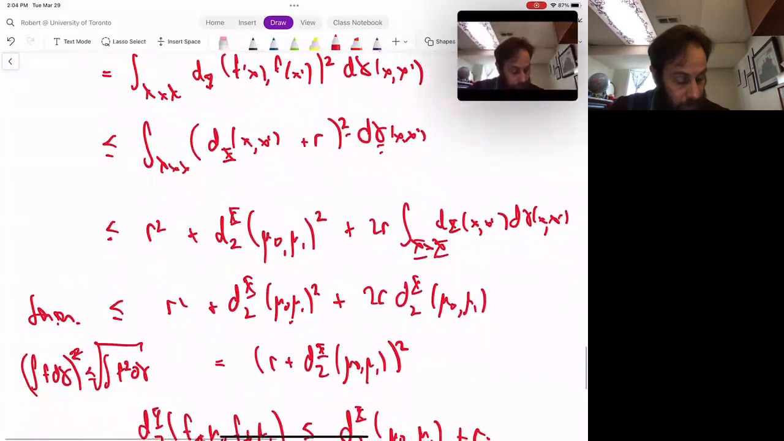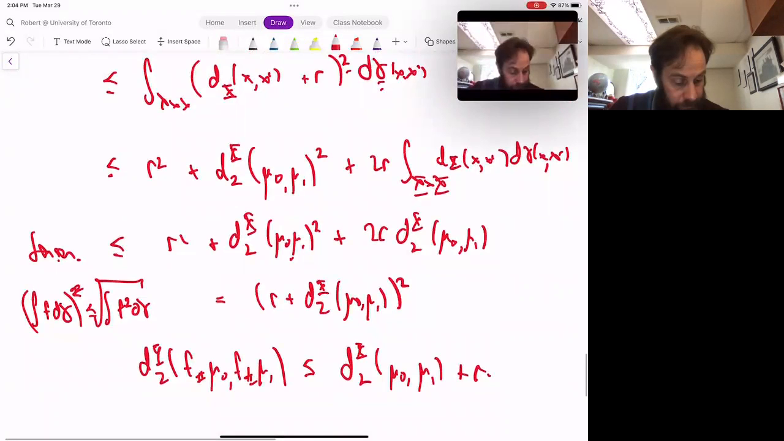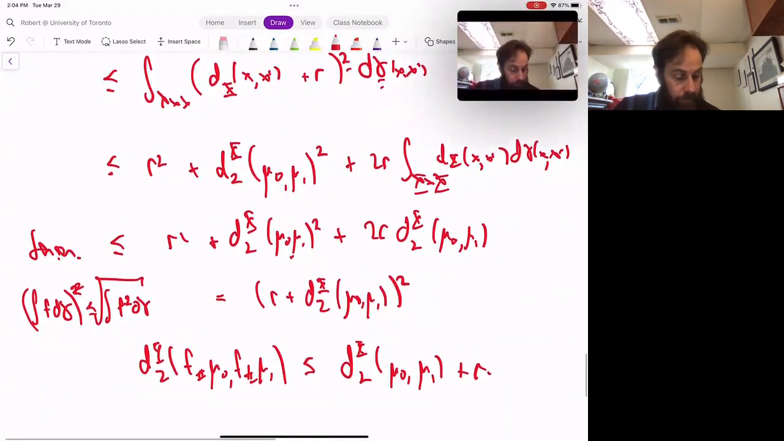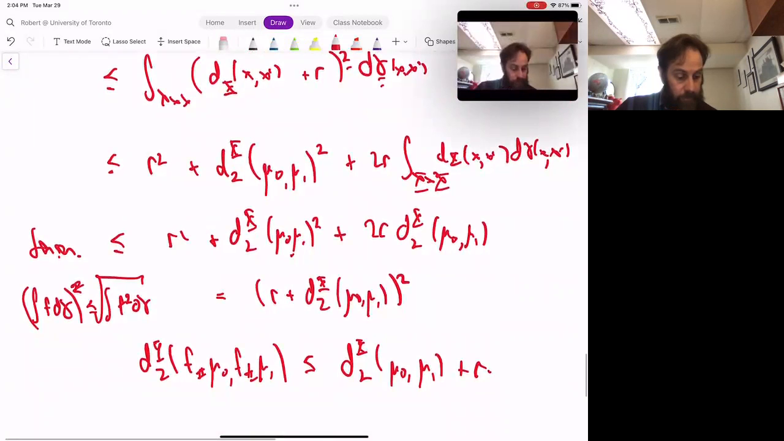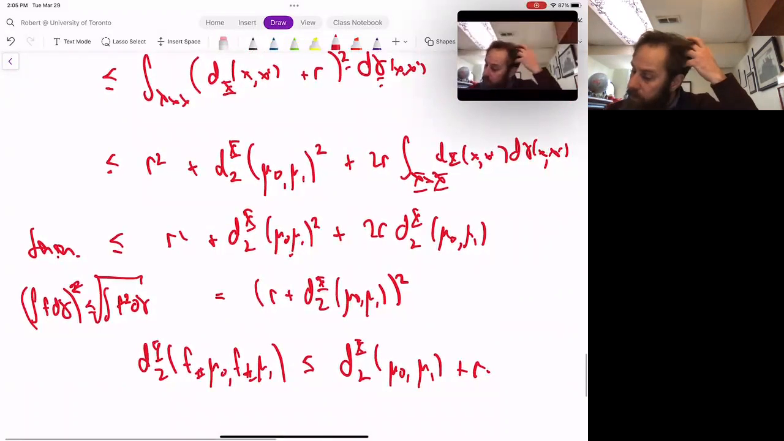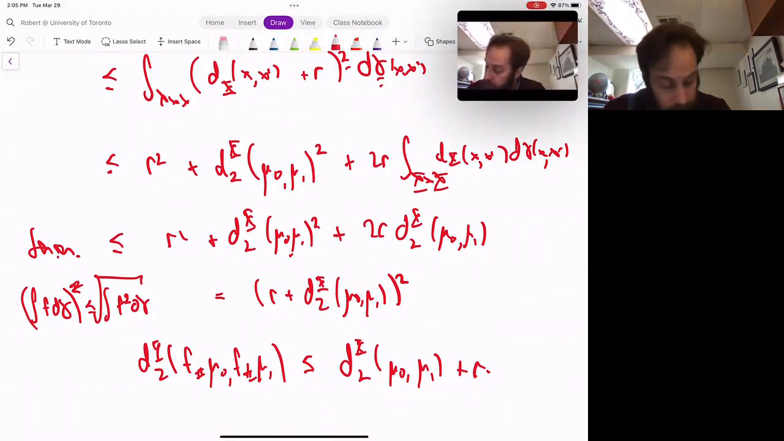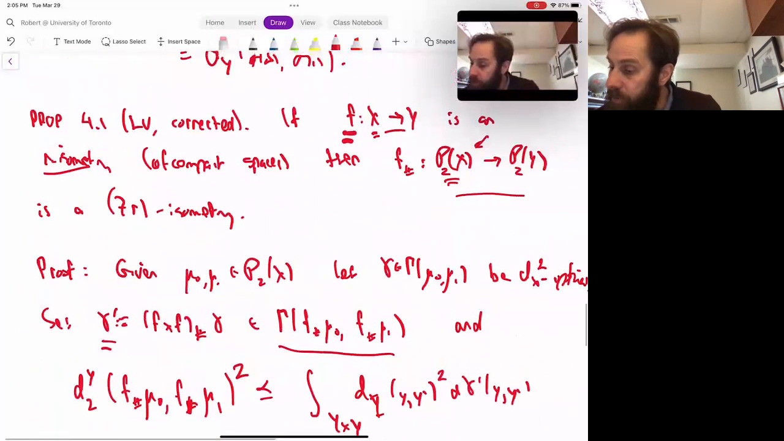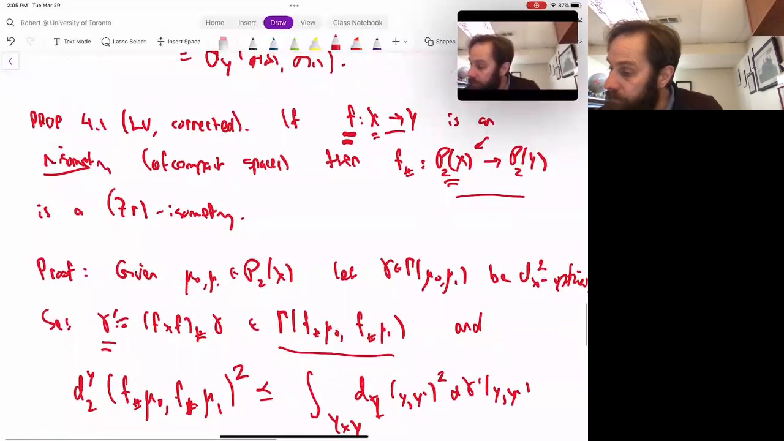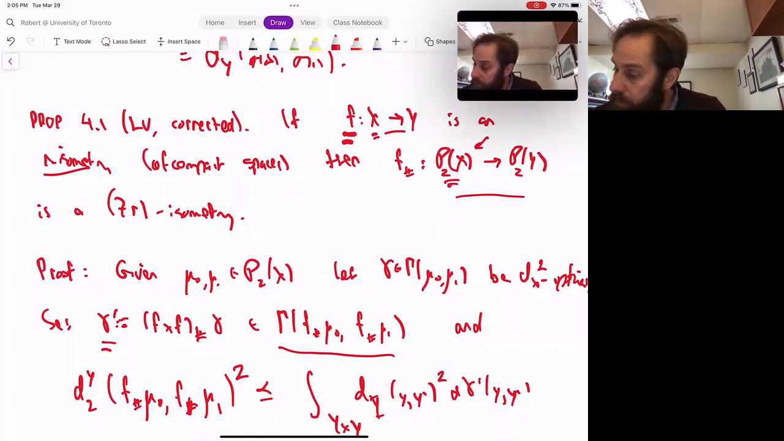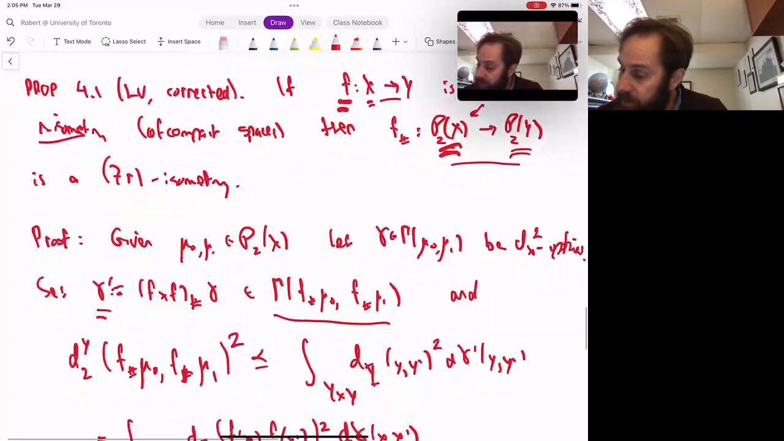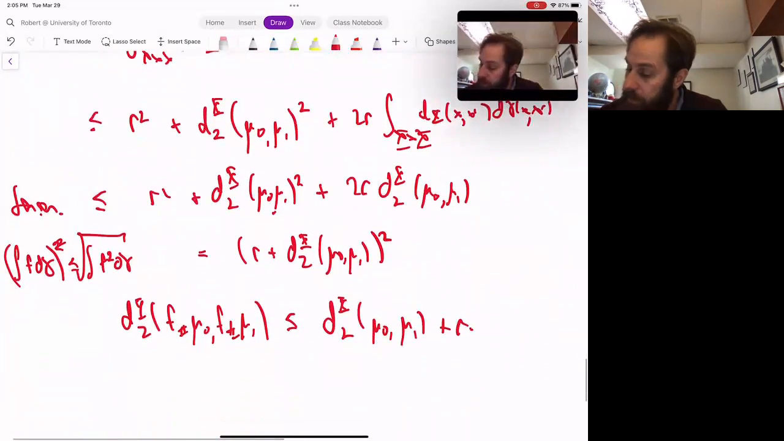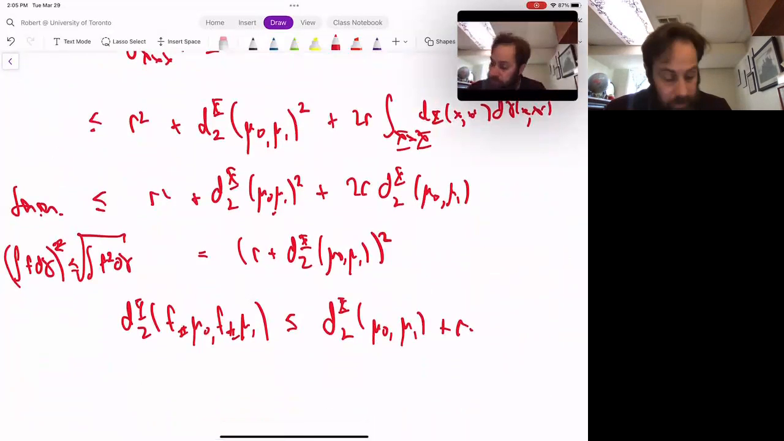Right, okay, hang on. So this looks pretty good. Oh, I'm slightly confused. So what was I trying to show? I'm trying to show that the mapping F sharp from measures on X to measures on Y is a 7R isometry. And it seems too good to be true.